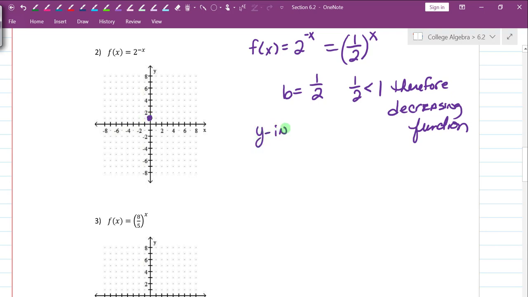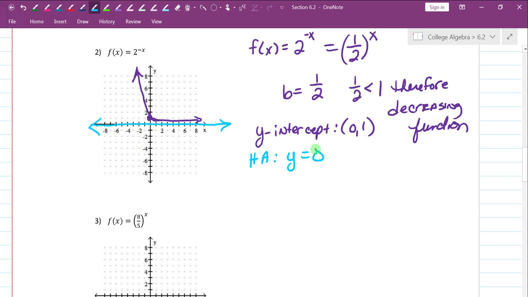My y-intercept is still the point 0, 1. Right here, it's a decreasing function, so it's going to look like this. I'm going to slide down the mountain. But you got to remember that our horizontal asymptote is right there. Our horizontal asymptote is still y equals 0 because there's no horizontal shift, there's no vertical shift, there's nothing. So we're not doing anything except for plotting our basic exponential function.